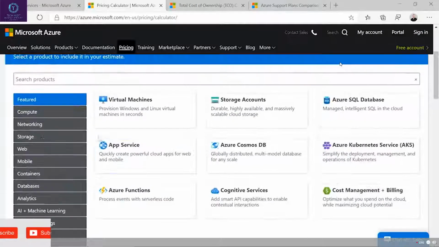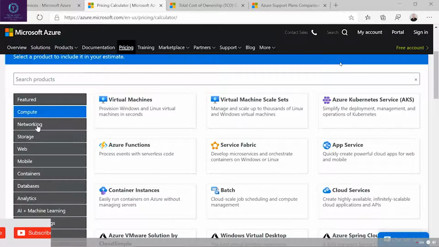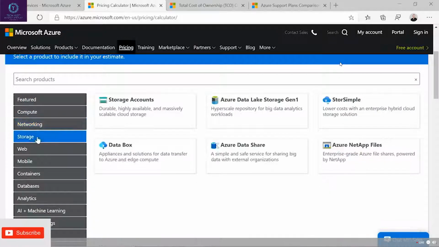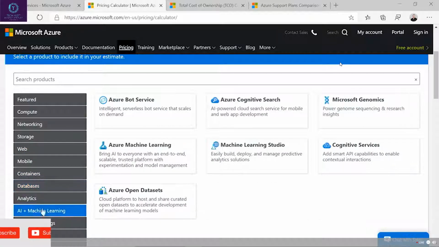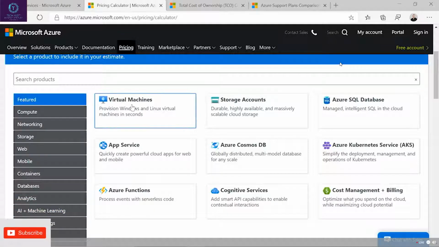We have the ability to come in here and do any of the services that we want. We have compute, we can look at networking, we can look at storage. Pretty much every service inside of Azure has the ability to have a calculator for it. So I'm just going to go up to the feature because I want to use virtual machines because they're such a good example of what's here.